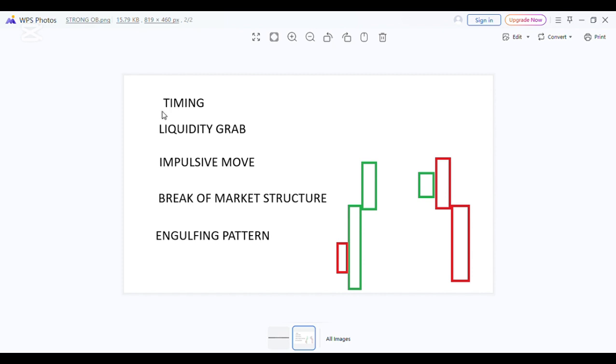The first rule is the timing. There's a tutorial we have done on timing. Do the needful to watch that. However, to recap, the best order block is formed during the London session.